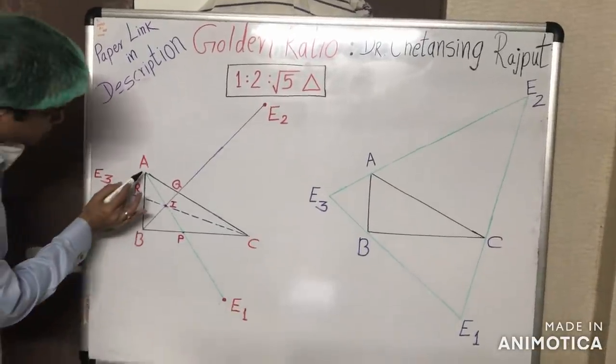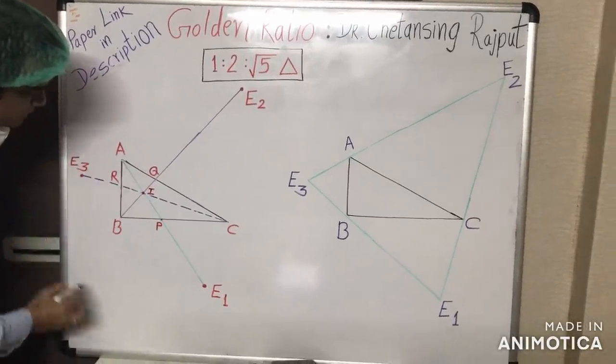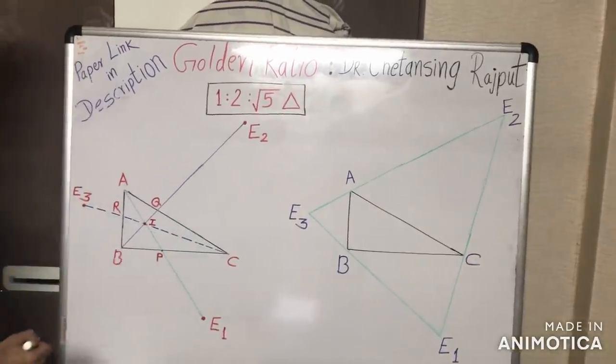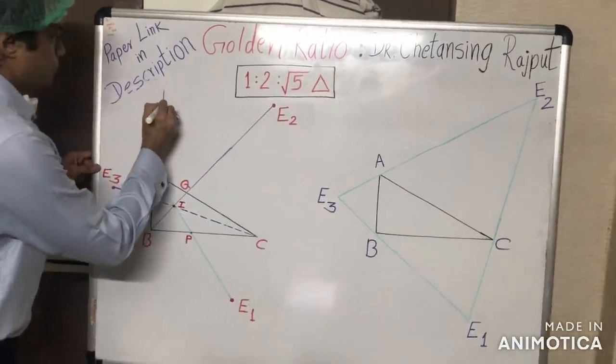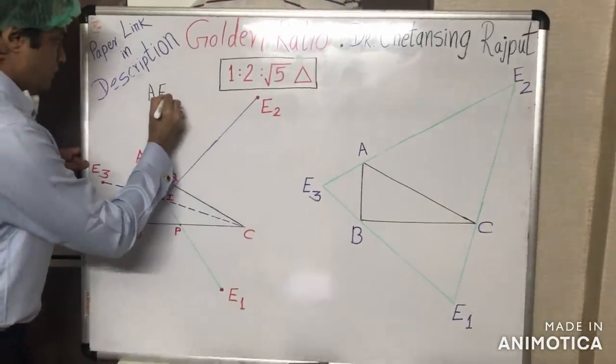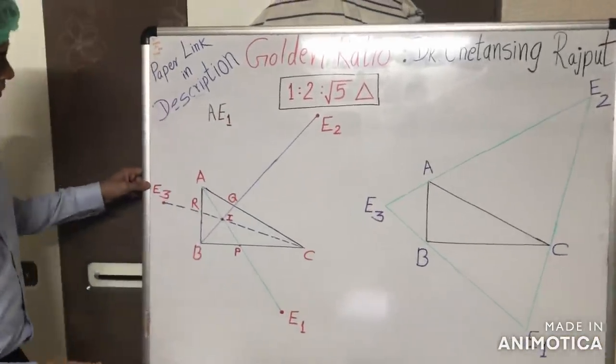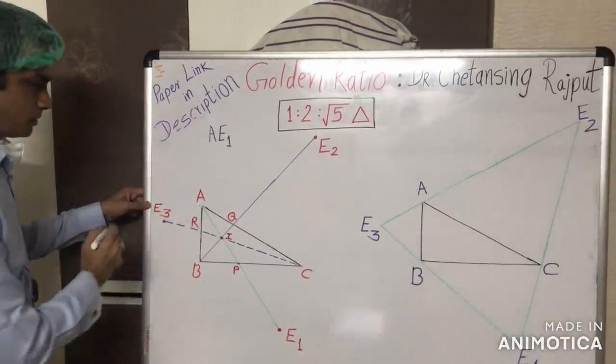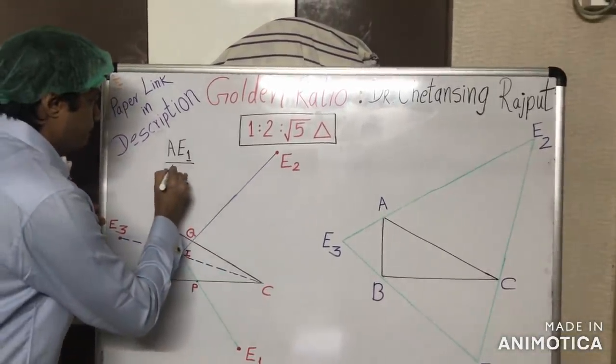Consider this length here from vertex A to ex-center E1. We'll write down this length AE1 upon the vertex to in-center length AI.